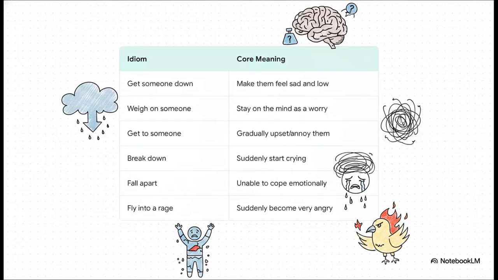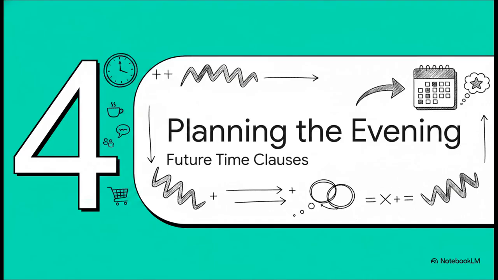So, to bring all these together, when you're trying to choose the right idiom, just ask yourself a super simple question. Is the feeling sad? Is it worried? Is it angry? Or is the person crying and not coping? Asking yourself that one simple question will instantly point you to the correct phrase, whether it's getting someone down or flying into a rage.